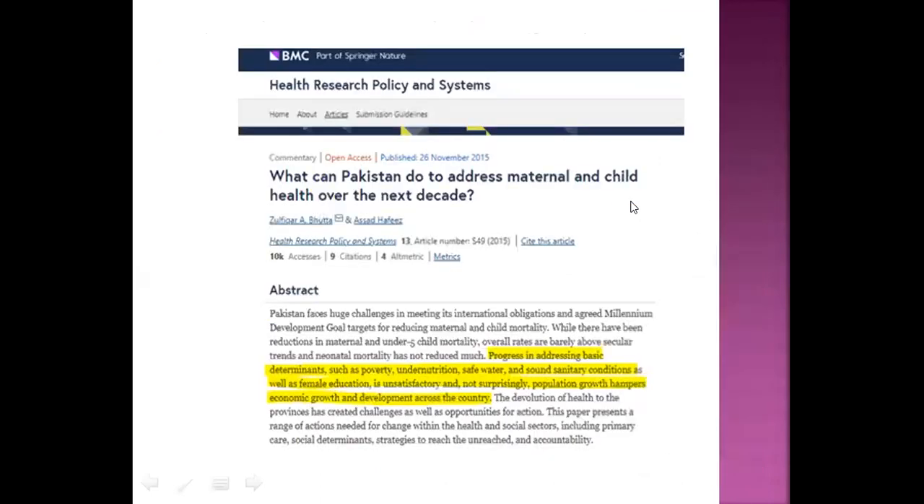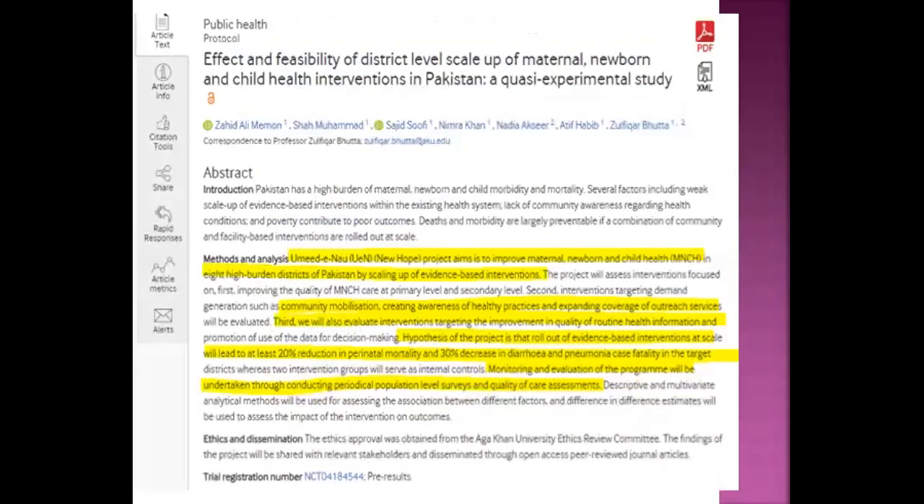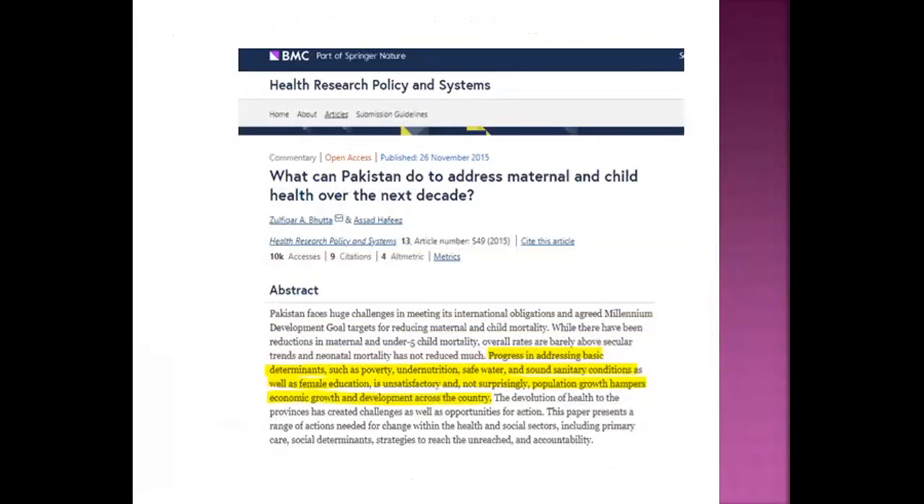Now, from another program: what can Pakistan do for the best maternal and child health over the next decade? Progress in basic needs should be addressed. Pakistan should address poverty, undernutrition, safe water, and sound sanitary conditions.